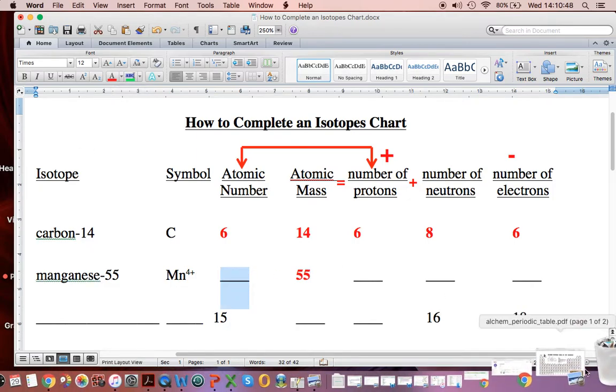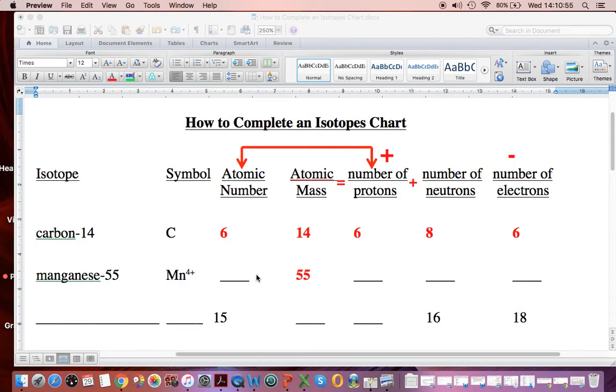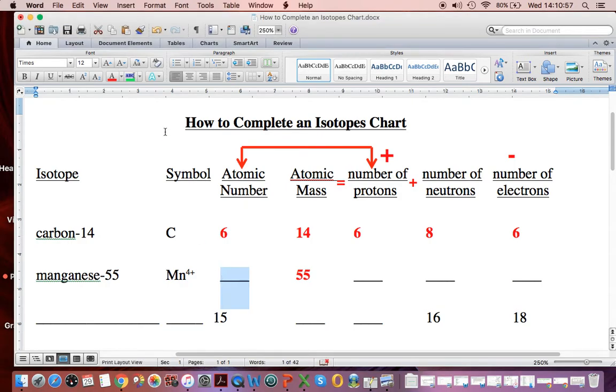Then I say, hey, manganese, where are you? And it's right here at spot 25. There's its atomic number. So I pop in a 25. And if I have a 25 there, I'll have a 25 there. They have to be the same. Now I go 55 minus 25. Rumor has it that is 30.